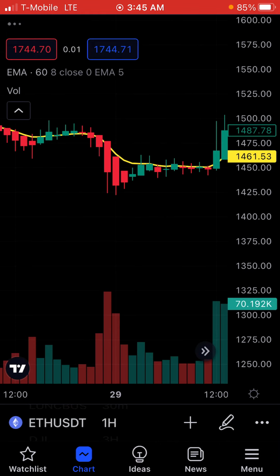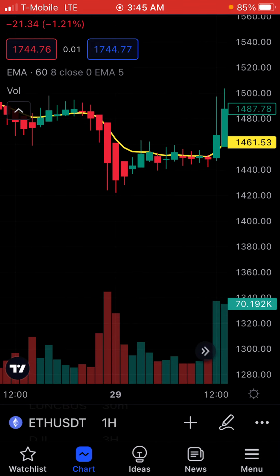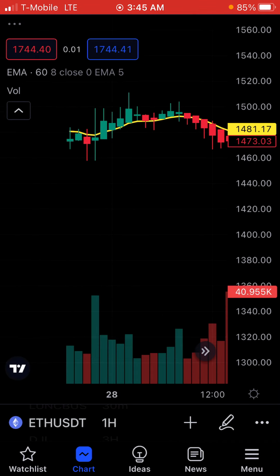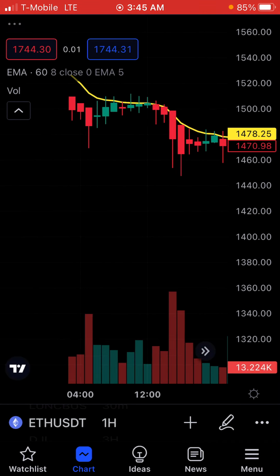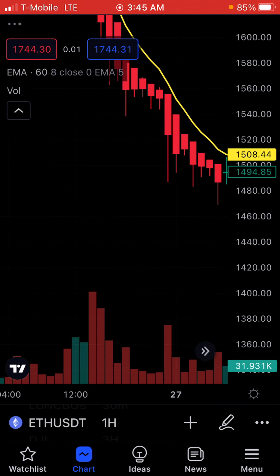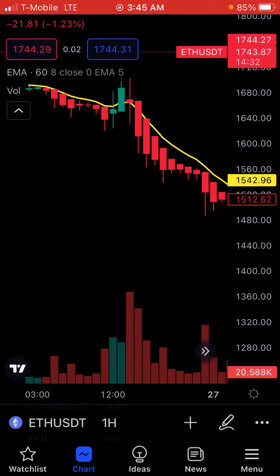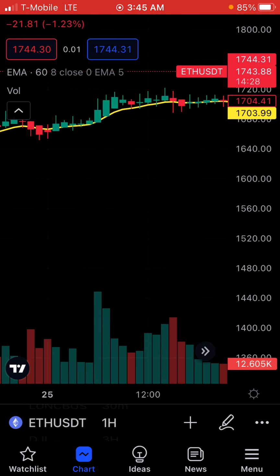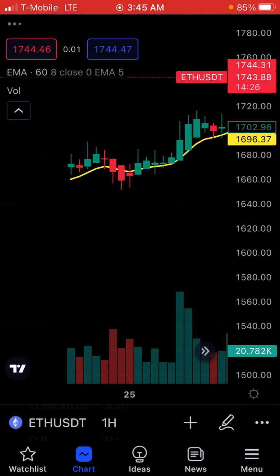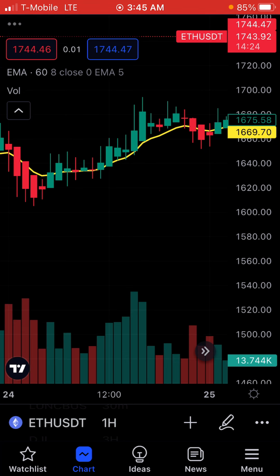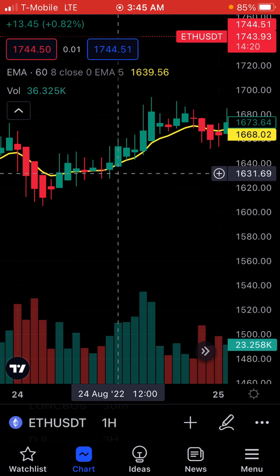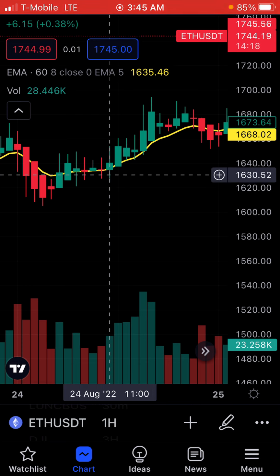Now you could do this for whatever crypto you want to do. I'm just using Bitcoin and Ethereum as an example because they're the most popular. So let's find a red. Got to find a good moment. Okay, well, let's find this one. I'll do 3 examples on the hour and then 3 examples on the day.